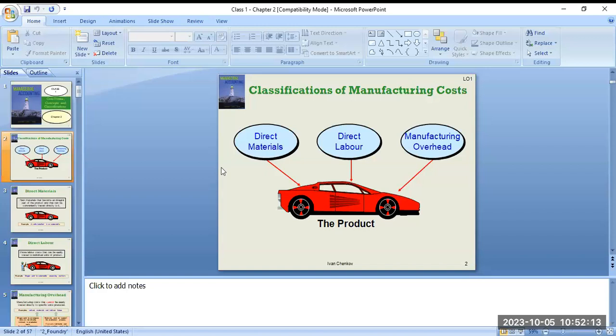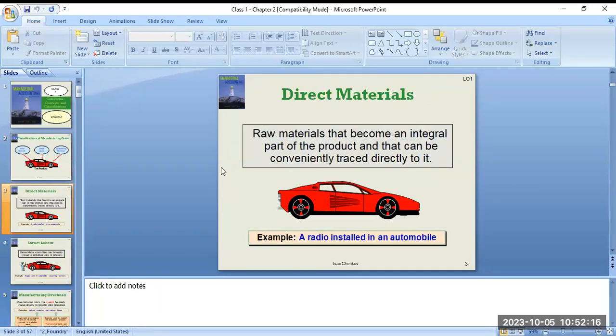What's direct material? Direct material is the material that can be easily traced directly to the product. That material is going to come from the raw material. That will be something that is just some kind of raw stage. And we have to transfer it from that raw stage into the actual product.